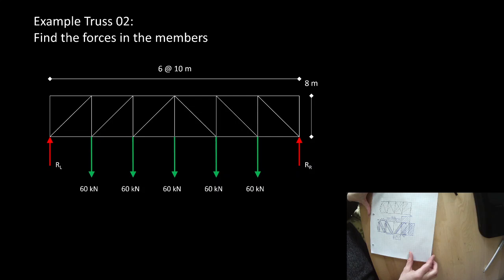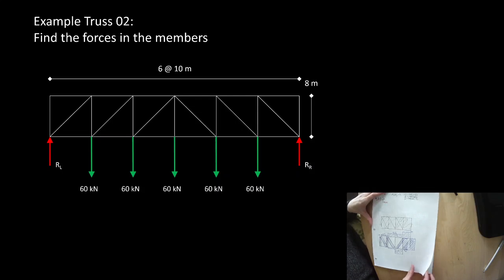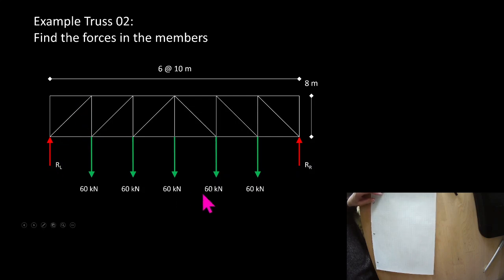All right, here is our newest truss. This truss has reactions here and applied loads of 60 kilonewtons at the bottom chord of each element.